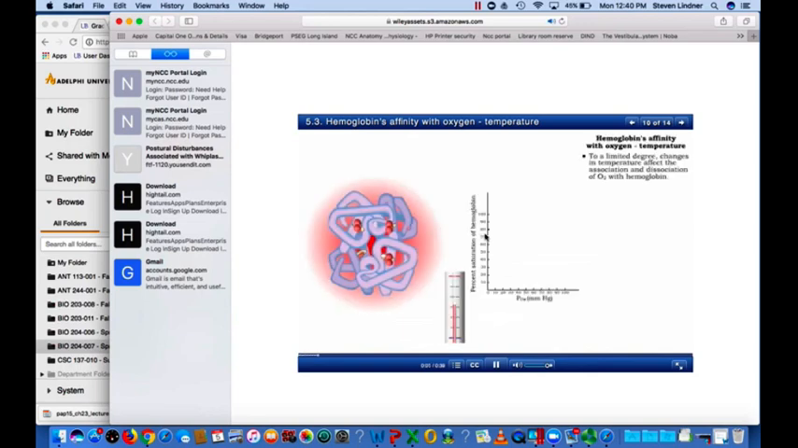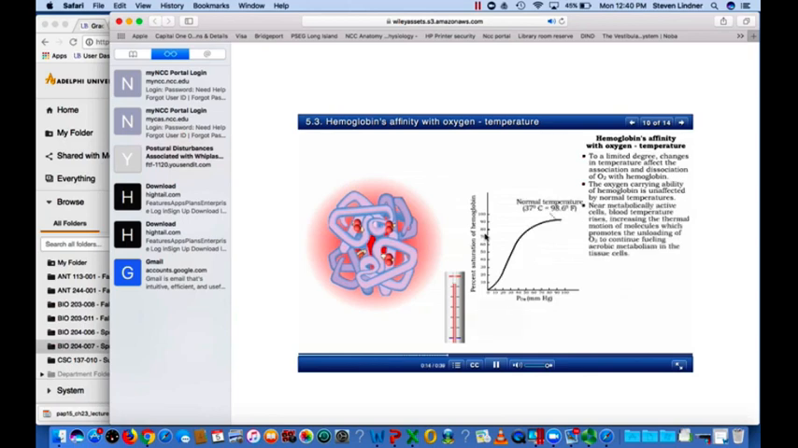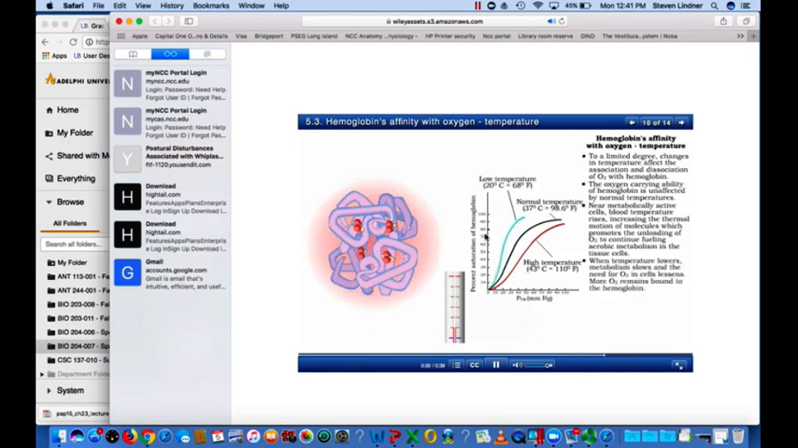To a limited degree, changes in temperature affect the affinity of hemoglobin for oxygen. The oxygen-carrying ability of hemoglobin is unaffected by normal temperatures. However, near metabolically active cells, blood temperature rises and decreases the affinity of hemoglobin for oxygen. The increased temperature promotes unloading of oxygen to continue fueling aerobic metabolism. When temperature is lower, metabolism slows, and the need for oxygen in cells lessens. More oxygen remains bound to the hemoglobin.